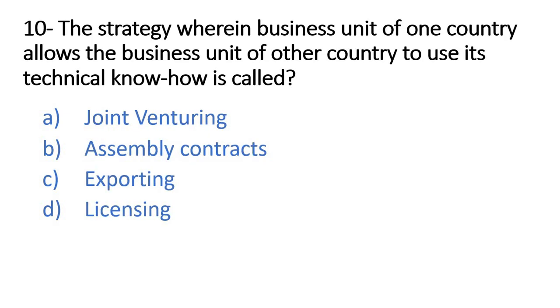Here is the next question. The strategy wherein business unit of one country allows the business unit of other country to use its technical know-how is called joint venture, assembly contracts, exporting, or licensing. Choose the right answer. Option number D is the right answer, licensing.